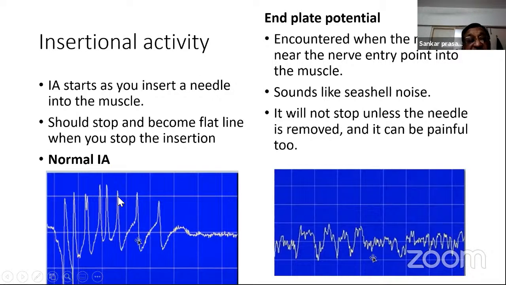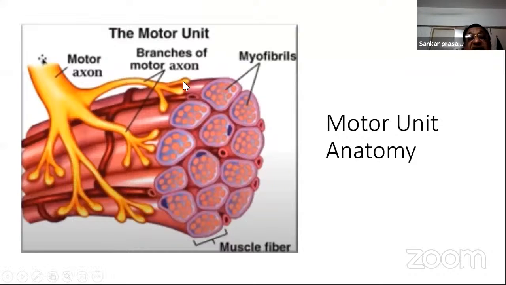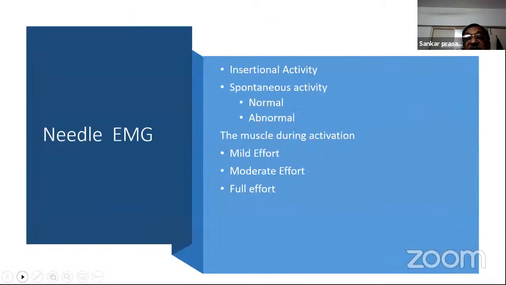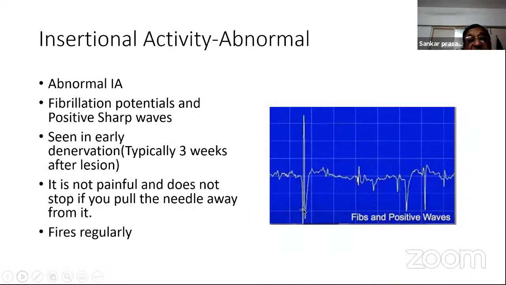Sometimes the needle touches what we call the end plate. This is the end plate, where the branch of the axon is landing on the muscle fiber. That end plate noise is also something encountered when the needle is near the nerve entry point into the muscle. It sounds like a seashell noise, and it will not stop unless the needle is moved, and it can be painful too. This is the end plate potential. This is also insertional activity, so you just adjust your needle.